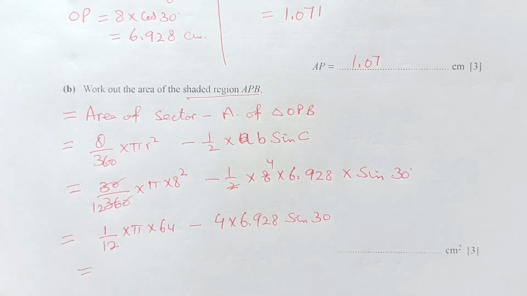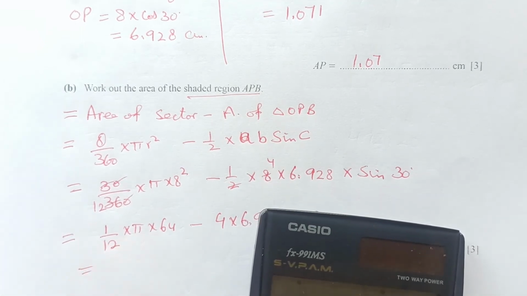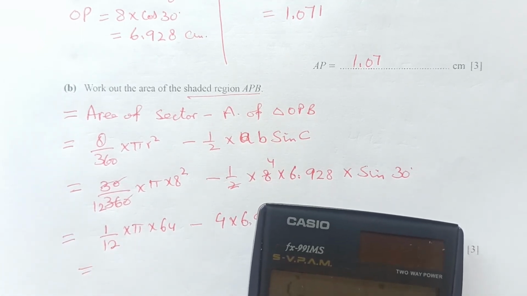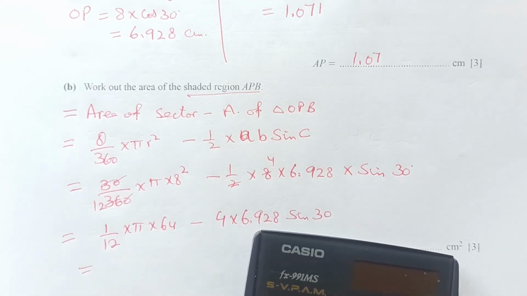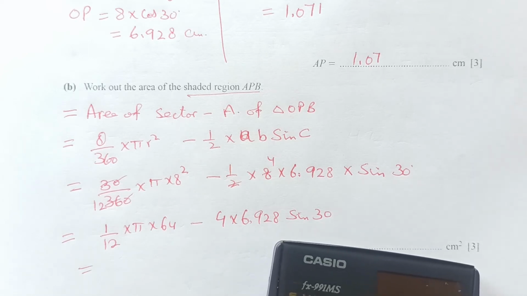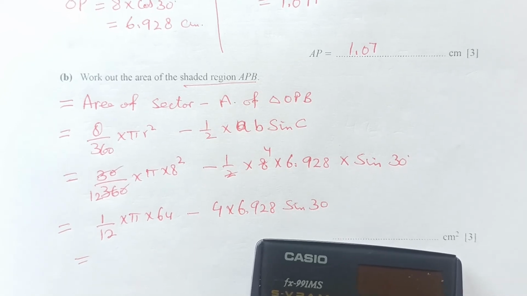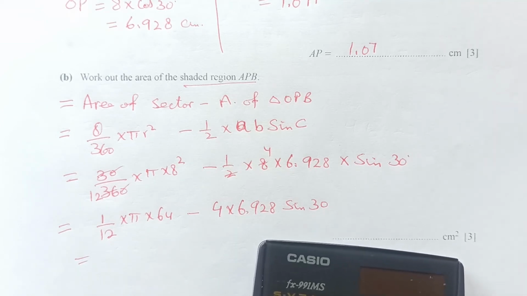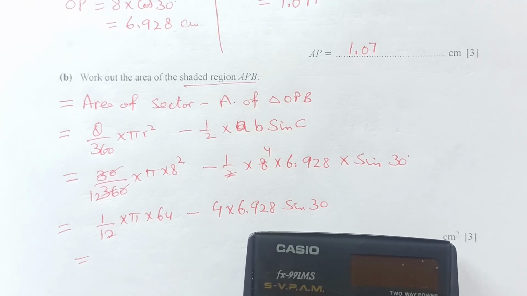So let's calculate that one. This is pi times 64, we can write down a bracket here, minus in brackets 4 times 6.928 times sine of 30 degrees. I think it's giving me something wrong. I made a mistake. Let me do it again.